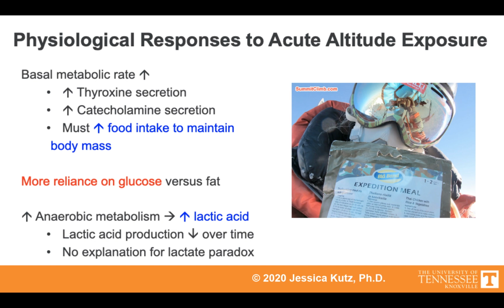Something that's really interesting, though, is while we should have an increase in lactic acid production based on our reliance on glucose and our increase in anaerobic metabolism, if we look at someone over time with longer term exposure to altitude, we notice that lactic acid production starts to go down. And we actually don't know why this happens. So we can't understand the cellular mechanisms that are supporting that decrease in lactic acid at this time.